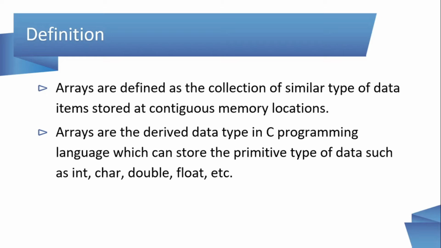Arrays are the derived data type in C programming language which can store the primitive type of data such as integer, character, double, float, and other data types.